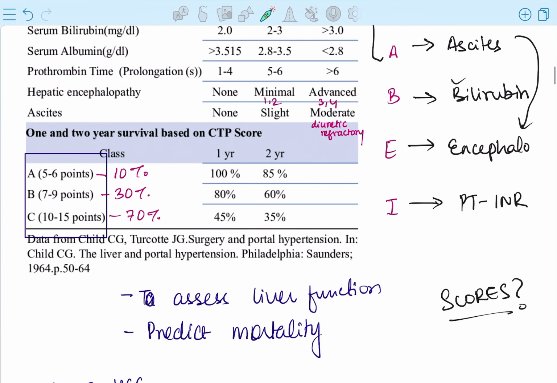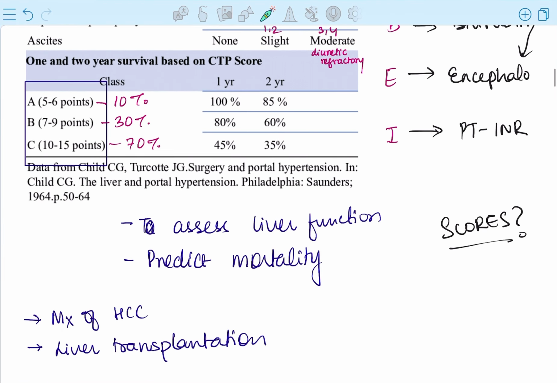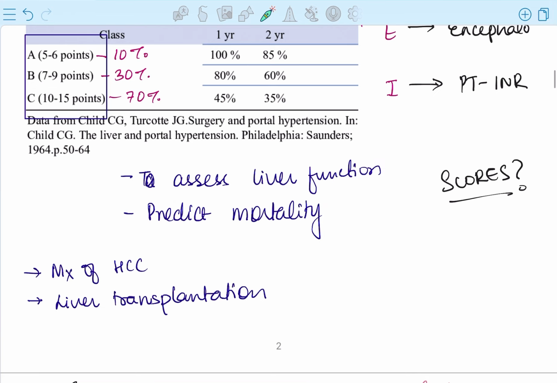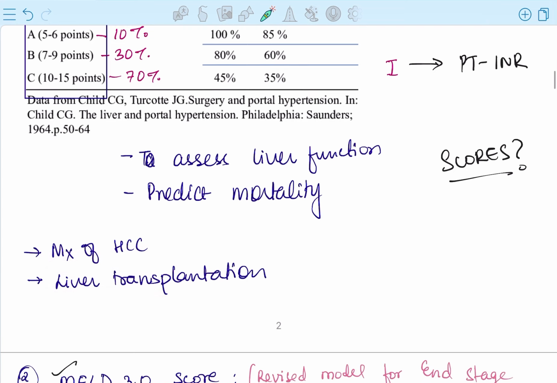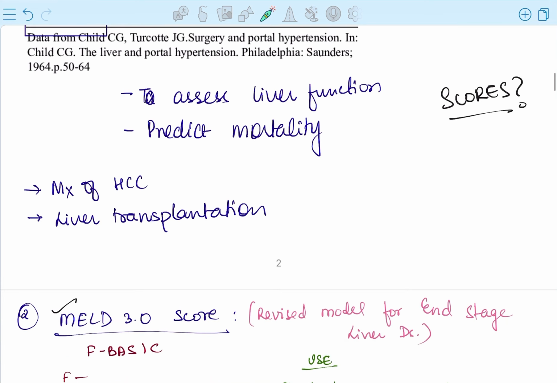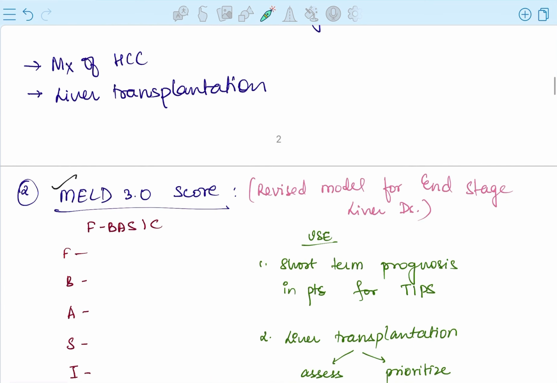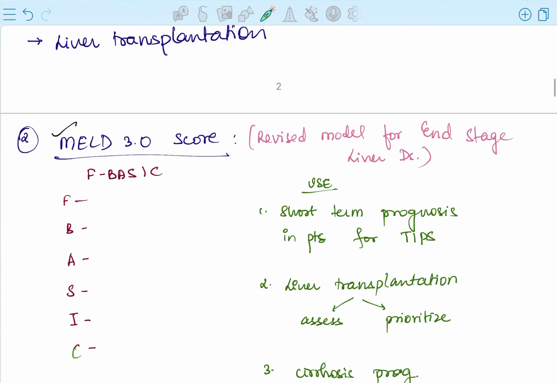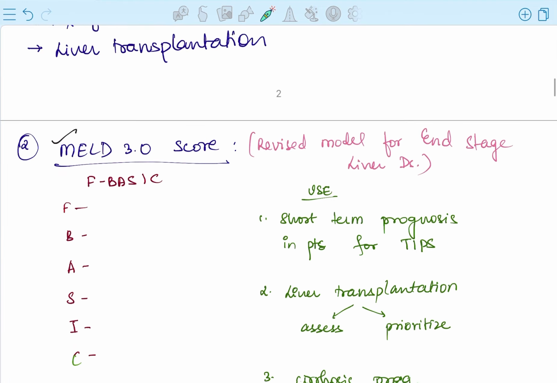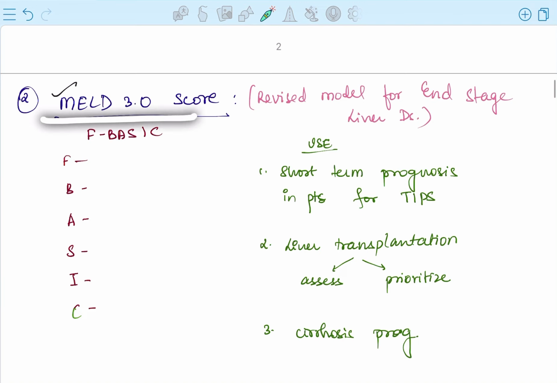And as we already discussed, we need the CTP score to assess the liver function and predict the mortality. We can apply this in the management of hepatocellular carcinoma and also for liver transplantation. Okay, and there are various other diseases in which we are also using the CTP score. So the second score that we are using is the MELD score.